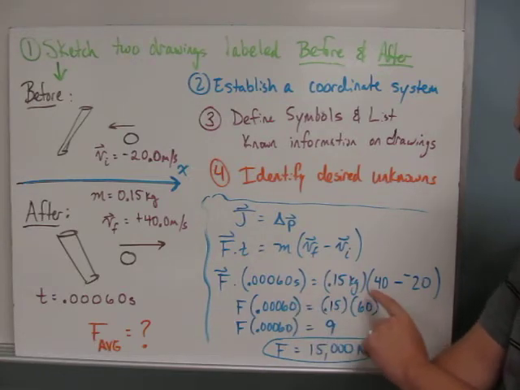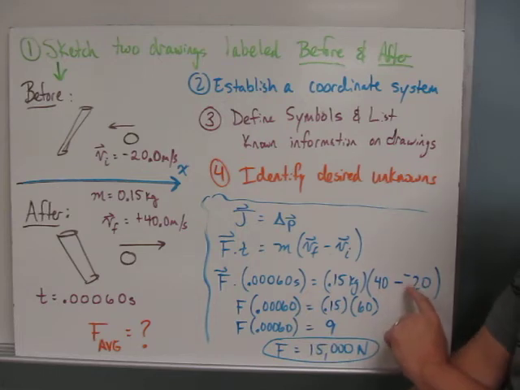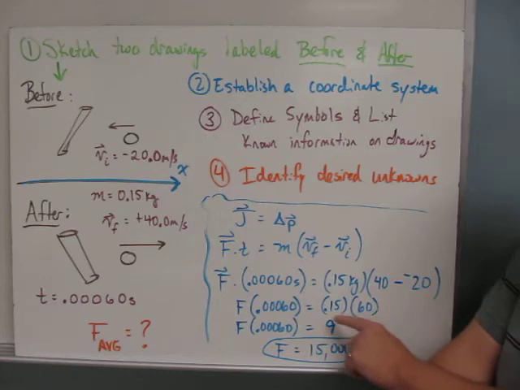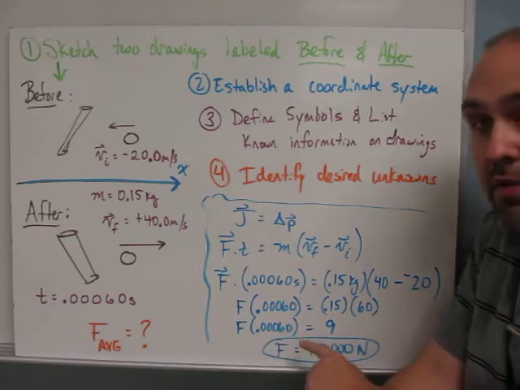And the next line, I went ahead and did that. Minus a negative is the same thing as adding. So 40 plus 20 is 60. And 0.15 times 60 is 9. And we still got the F and the time over here.